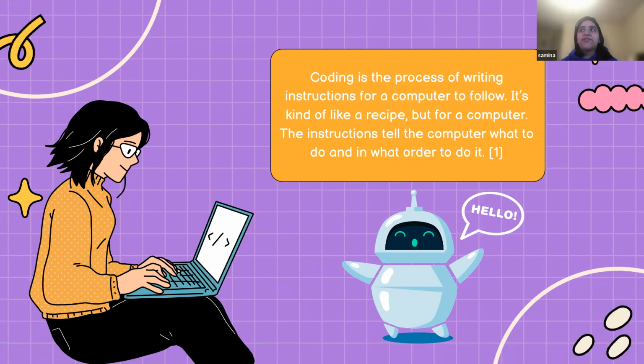And it's kind of like a recipe for the computer. So the computer will look at your code and be like, okay, I know what you want me to do. I'm going to go do that. So the instructions tell the computer what to do and the order to do it, which is also really important. So from a very high level point of view, coding is just telling our computer to do what we want it to do, which I think a lot of you pretty much understand.